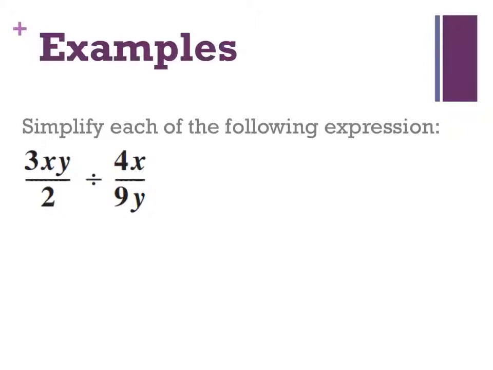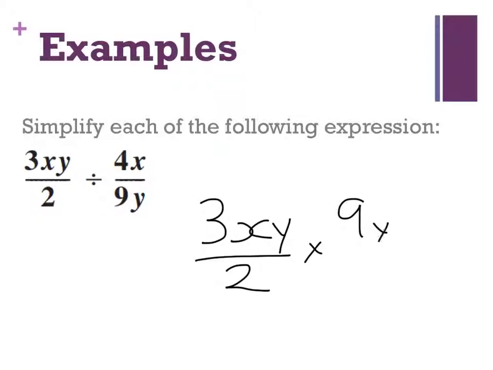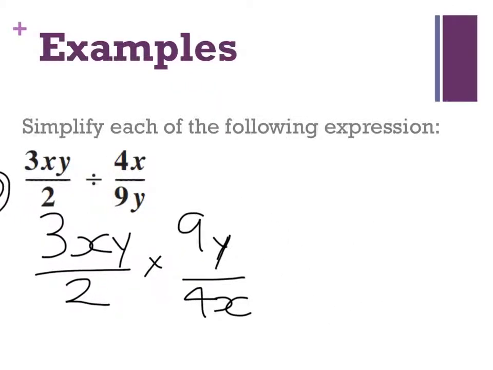So again, we have 3x on 2 divided by 4x on 9y. Ooh, we're getting a bit more tricky. Okay, I'm going to write this out. What do we do with division? We flip it around and turn it into multiplication, or we do the reciprocal. Okay, so I'm flipping this. So it becomes 9y on 4x. Okay, and we're just going to move it out of the way here.